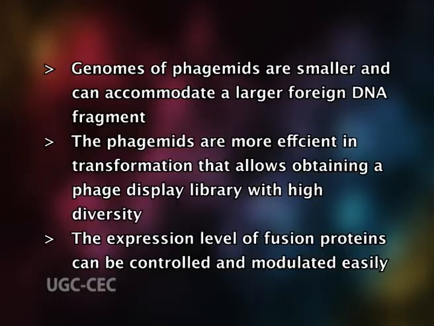Phagemids are used more widely than phages due to the following reasons. First, genomes of phagemids are smaller and can accommodate a larger foreign DNA fragment. Next, the phagemids are more efficient in transformation, which allows obtaining a phage display library with high diversity. Next, the expression level of fusion proteins can be controlled and modulated easily.